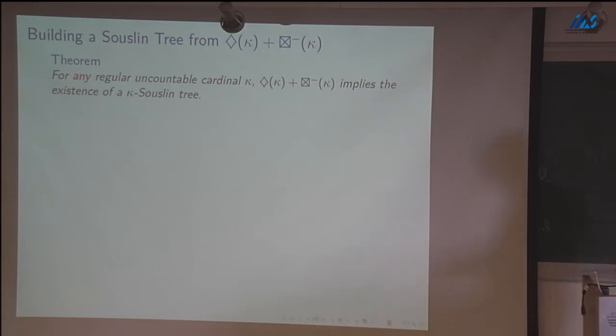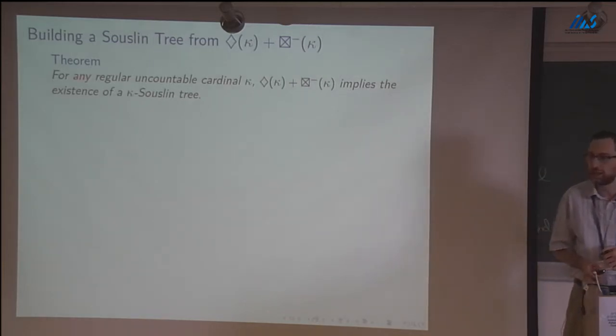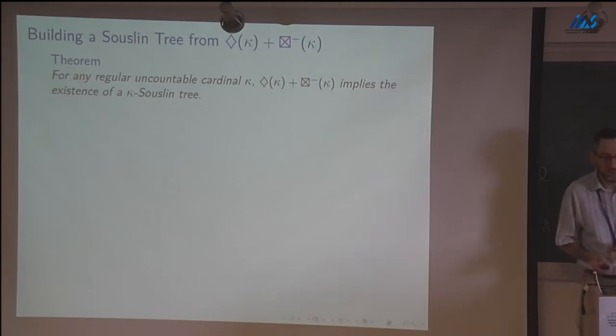So the main theorem that we're going to be proving is that diamond kappa, which if you don't remember what it is, I'll remind you shortly, and box times minus kappa, which is the one we just presented, these two axioms together will imply the existence of a kappa Souslin tree for any regular uncountable cardinal. It doesn't matter whether it's a successor of regular, a successor of singular, or inaccessible. We can do it uniformly for all of them.